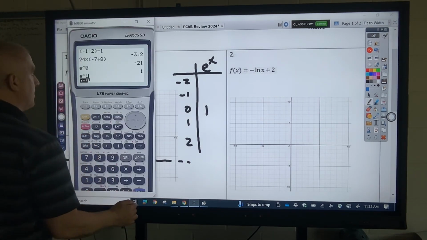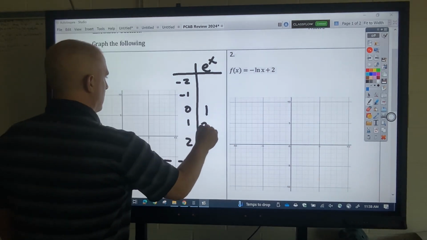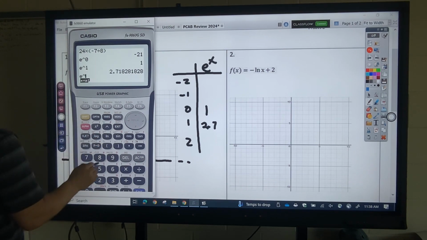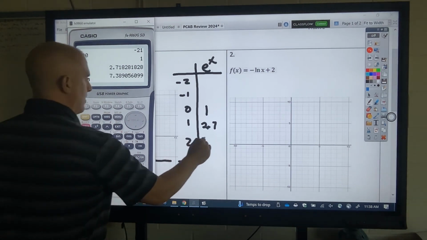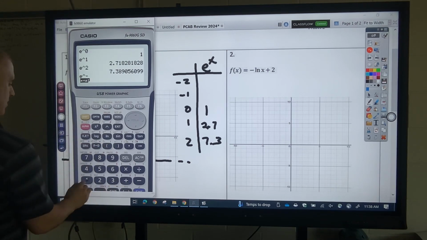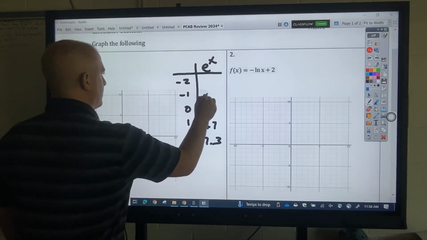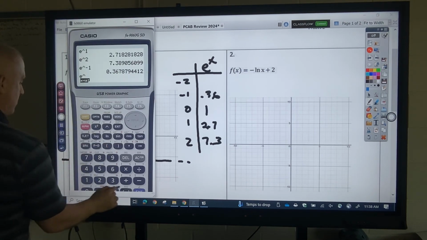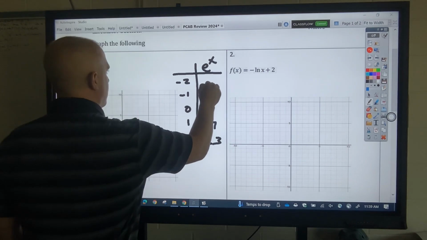is 2.7, okay? And then e to the second is 7.3. E to the -1 is 0.36. E to the -2 is 0.13, okay?